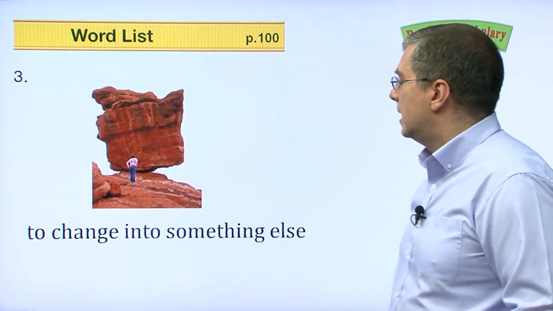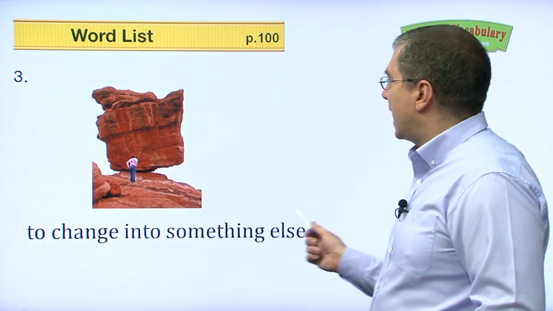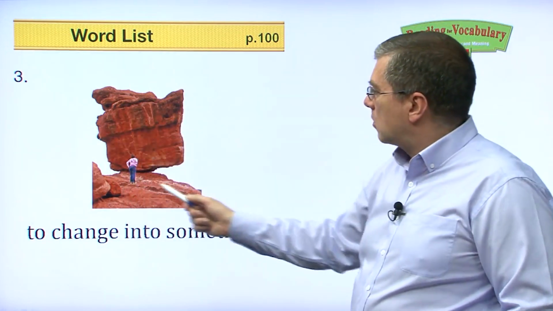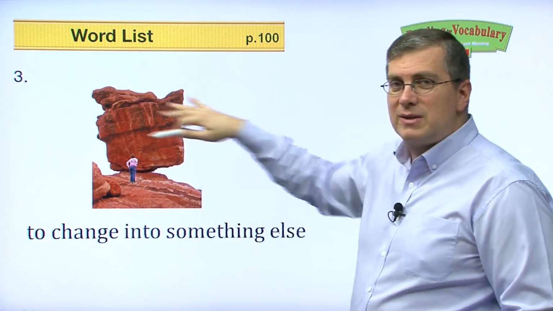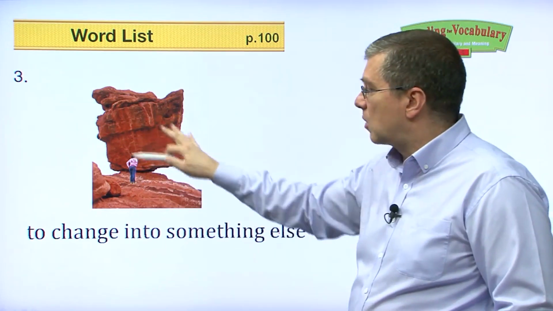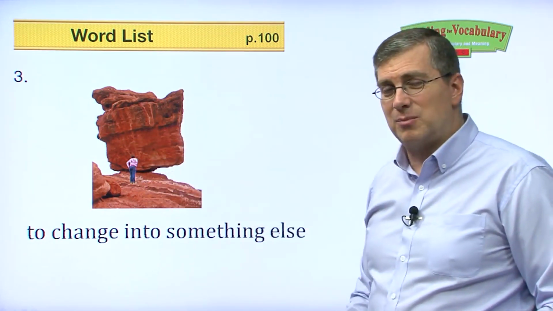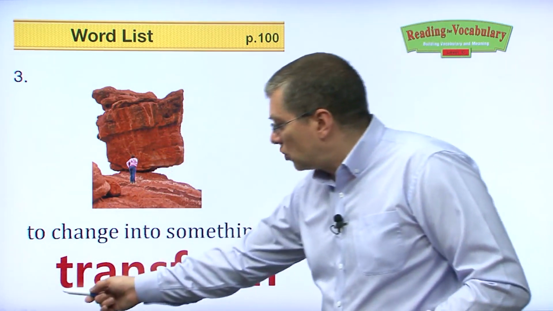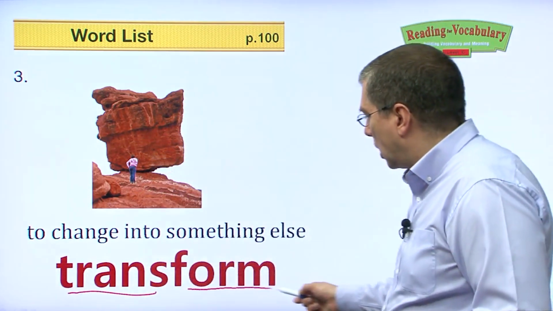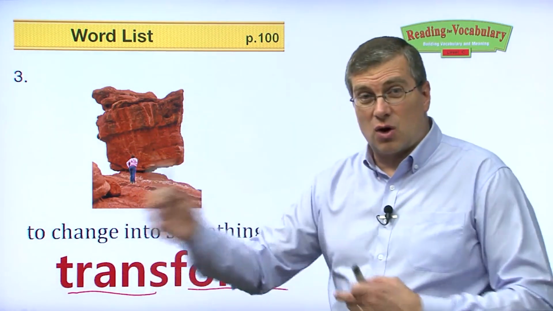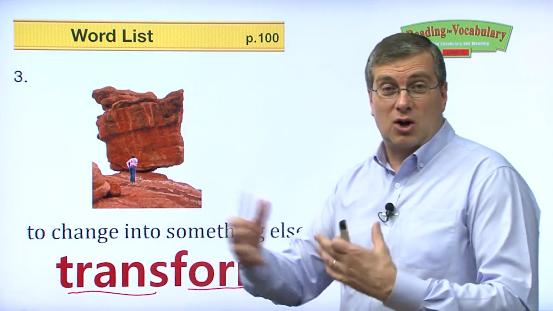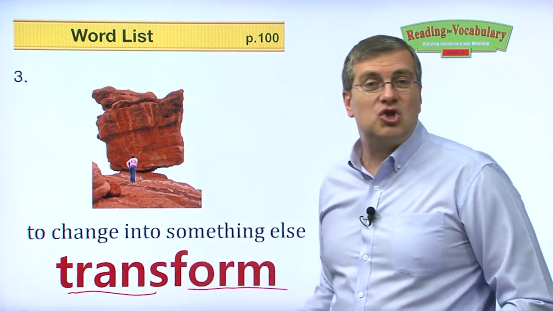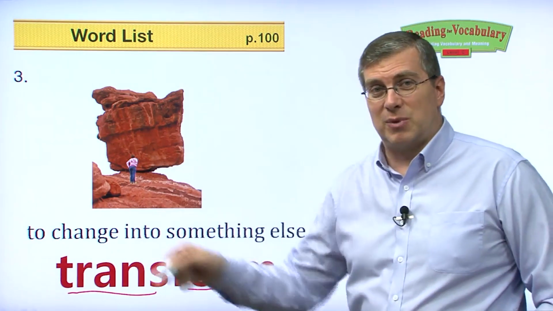Okay, next one. To change into something else, okay? So a long time ago, this was all rock, but water and wind came through and changed these rocks into very interesting shapes. What happened? They transformed. Transform. Trans, of course, is across, and form is shape, so across different shapes. Transform. This is a verb, to change into something else.